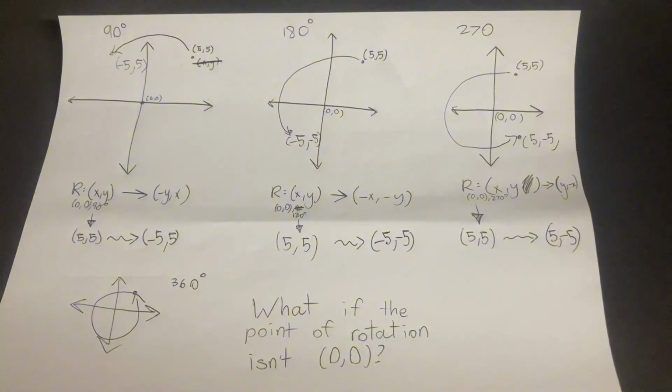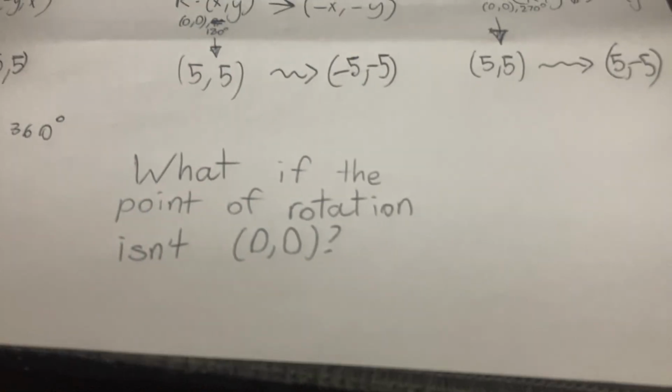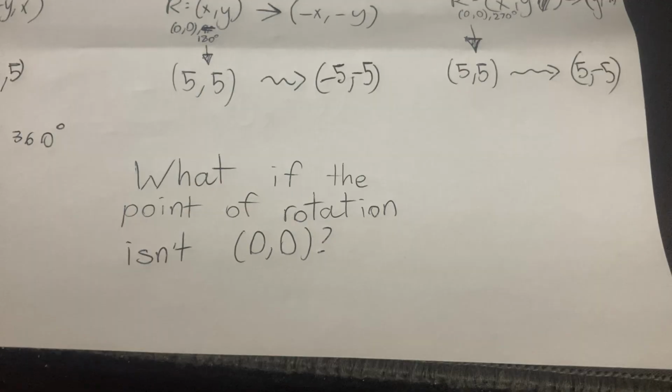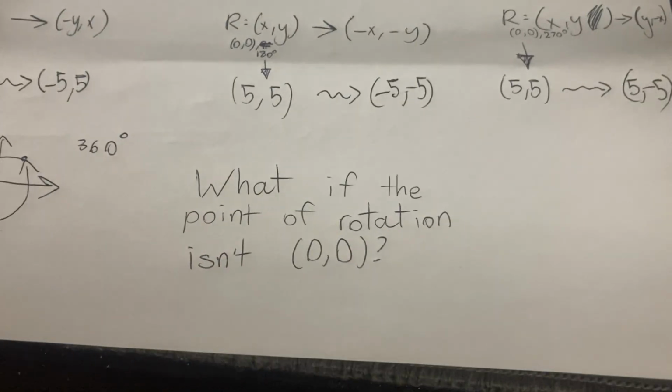These three were very basic examples, but what happens if the center of rotation isn't at 0, 0? There are two ways that we can rotate a point if the center of rotation is not at 0, 0. The first one that we can do is making the center of rotation 0, 0.